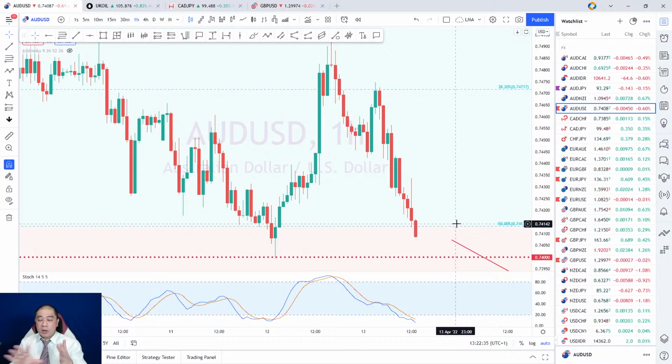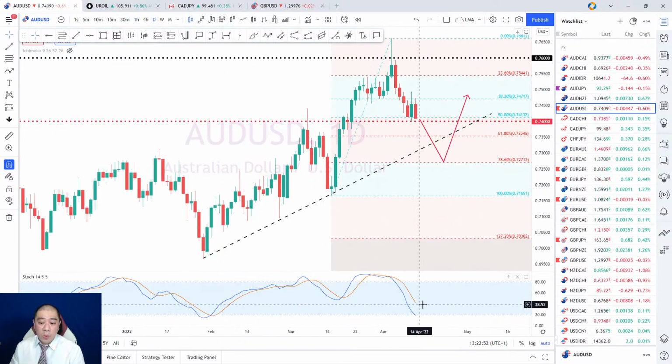I would say look around 74 cents. If it doesn't break below 74 cents, if it keeps bouncing up from 74 cents, maybe that's your cue to go in long on Aussie USD. Just place your stop losses below 73.50. Should be okay for an intraday trade. If you're looking for a swing trade, wait for the momentum to turn around, okay?